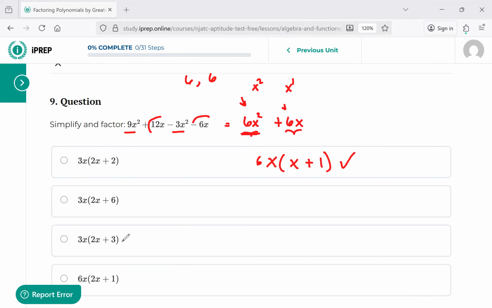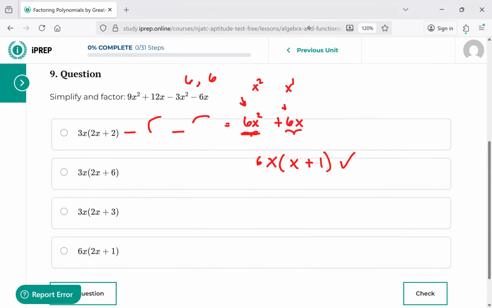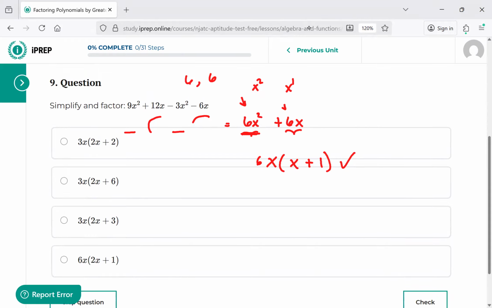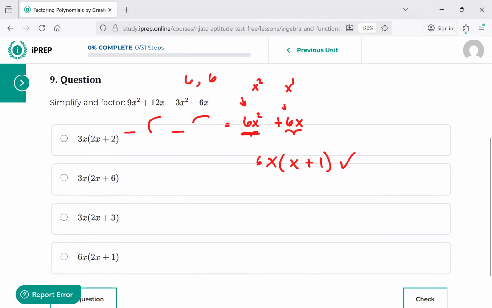And do I see my answer? Why don't I see my answer? I mean, did I do something wrong? I got 9x squared and a negative 3x squared is 6x squared. And then 12x minus 6x is 6x, right? 12x minus 6x is 6x. And then I factor out 1x, and then I can also take out a 6.